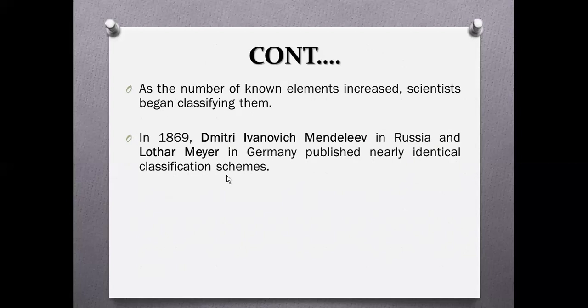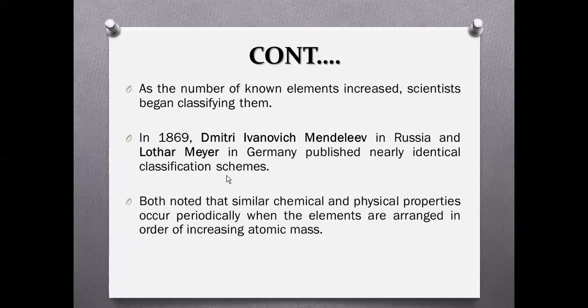They are the persons who wanted to introduce the classification of the elements. So they derived the idea; both noted that similar chemical and physical properties occur periodically. This word is very important. What they said is that similar chemical and physical properties occur periodically. That word is very important. That is how the periodic table was discovered.